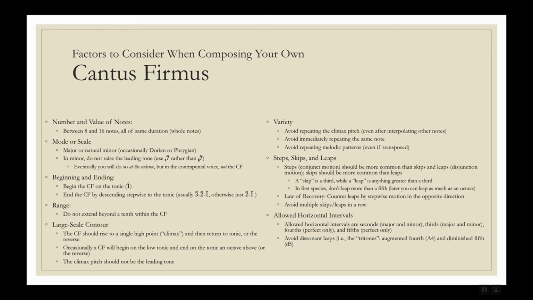So we're not going to leap any augmented fourths. We're not going to leap any diminished fifths. And then ultimately, and you might actually need this toward the end of the presentation when we're talking about first species counterpoint, you'll need to avoid the augmented second, which is abbreviated A2, in harmonic minor.